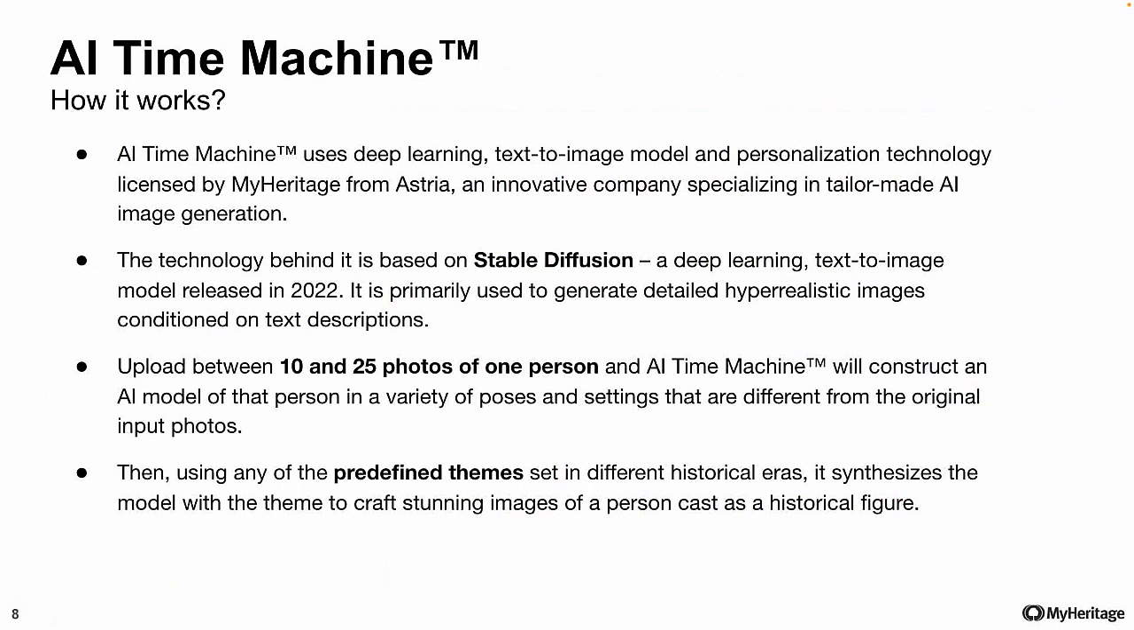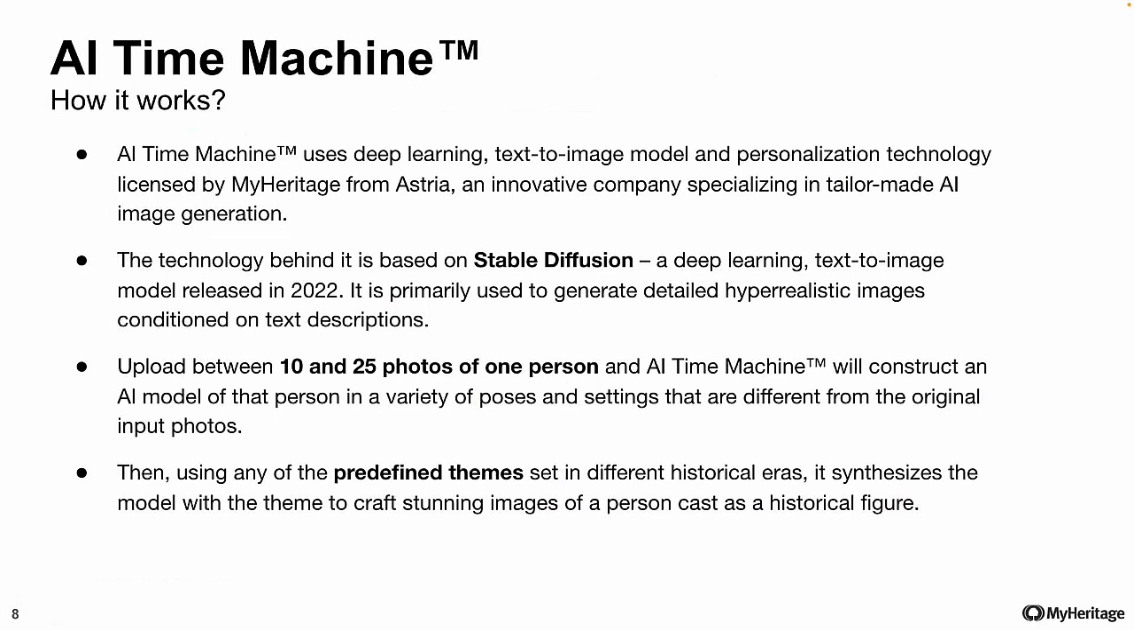Basically, how it works. AI Time Machine uses a deep learning text-to-image model and personalization technology that was licensed by MyHeritage from a company called Astria, which specializes in tailor-made AI image generation. The technology behind it is based on Stable Diffusion, which is a buzzword that is heard a lot right now. It's basically a text-to-image model that was released during last year. It is primarily used to generate hyper-realistic images conditioned on text descriptions.